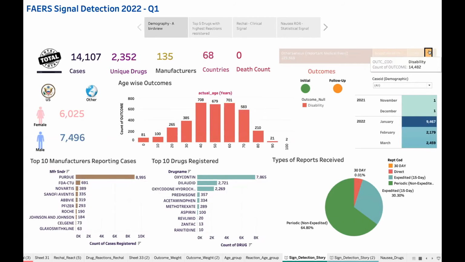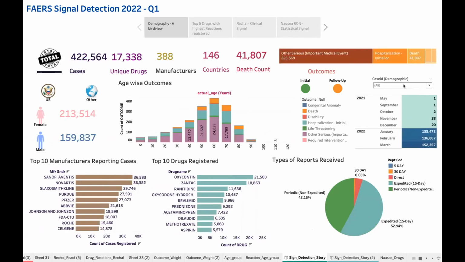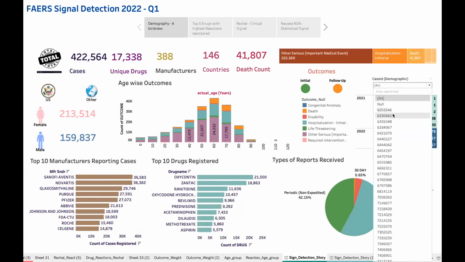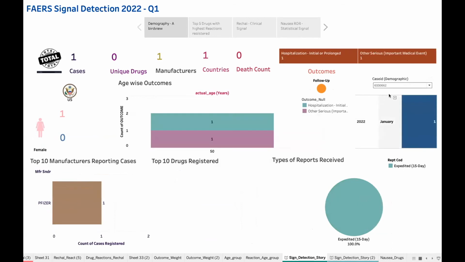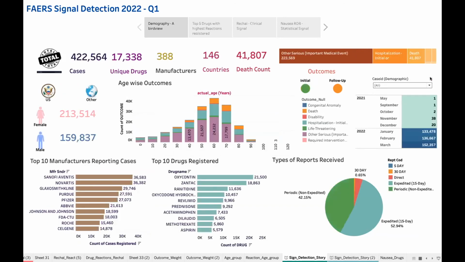This is how we can see particular use cases. Not just that, we can drill down to one particular case too. We can see that this particular case is a follow-up case reported in January of 2022, a female case reported in the United States by Pfizer, and it's an expedited case. The reason you're not seeing any drug here is that this particular case did not involve any of the top 10 drugs. So this is the level of granularity we can drill down to in this bird's-eye view itself.